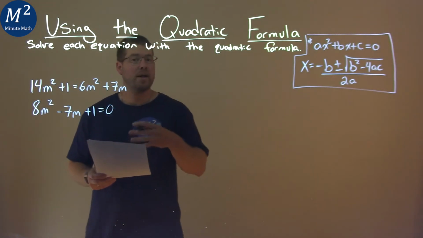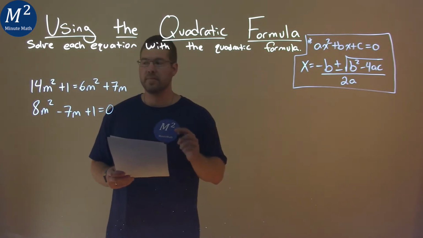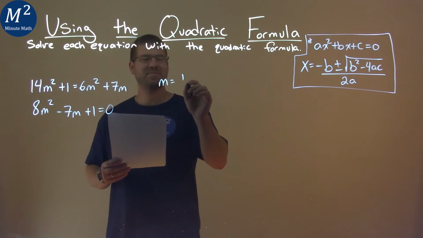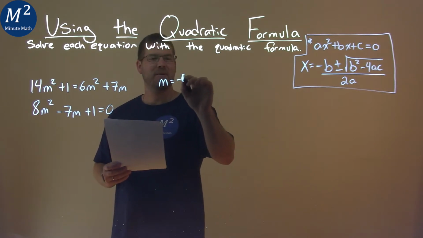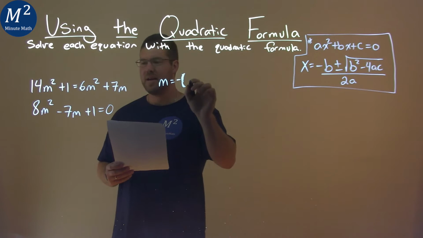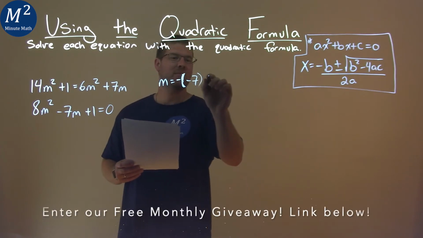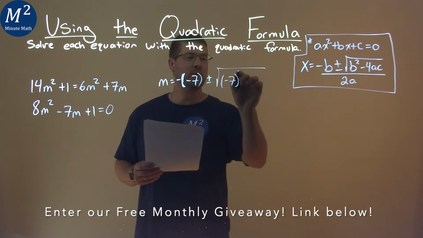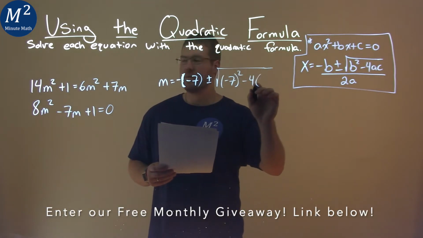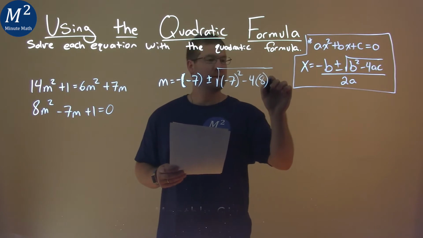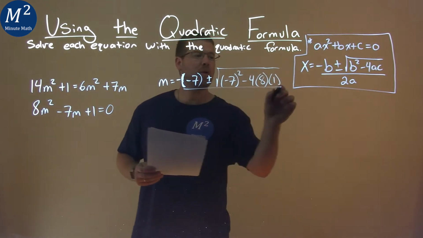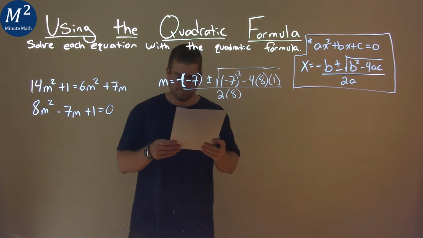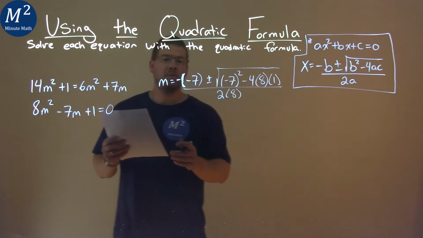We now have a quadratic equal to 0, we can use the formula. M equals negative b, so we have a negative, and our b value here, if I put a parenthesis here, is a negative 7. Don't forget it. Plus or minus square root of b squared, negative 7 squared, minus 4 times a, which is 8, times c, which is 1. All over 2 times a, which is 8. Okay? So now let's go solve this.